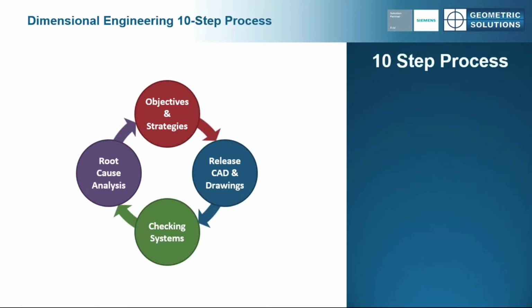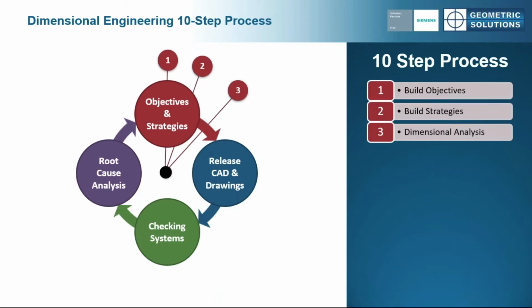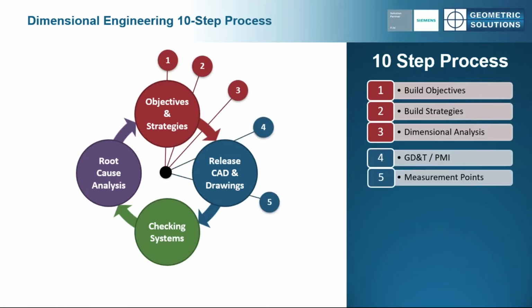But what we've done is taken this 10-step process and applied against it. So the first 3 steps are in the planning, objective and strategy stages. We're going to go through each one of these in depth in a moment, but we have objectives, strategies, and analysis. And we do that up front before we do anything else. We want to make sure we can meet our objectives.